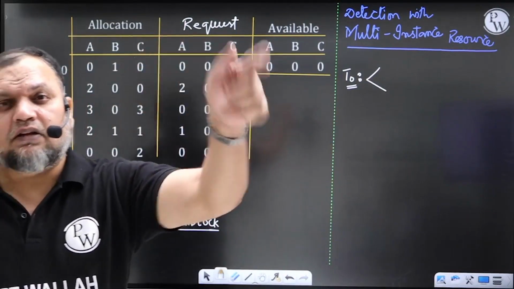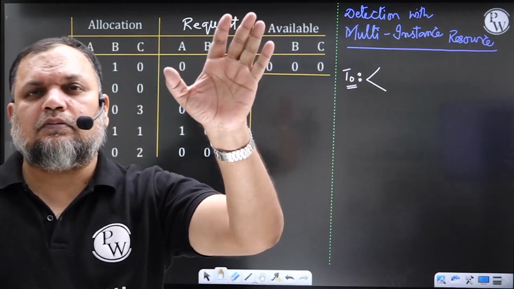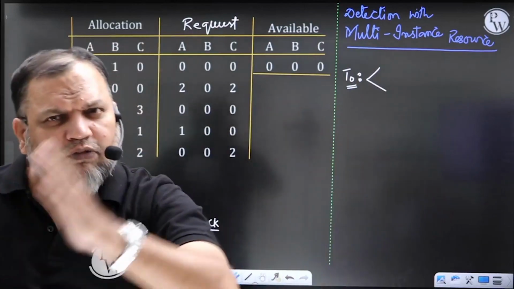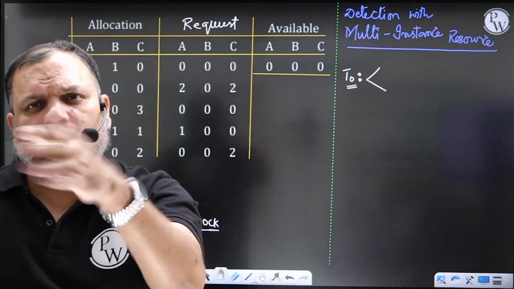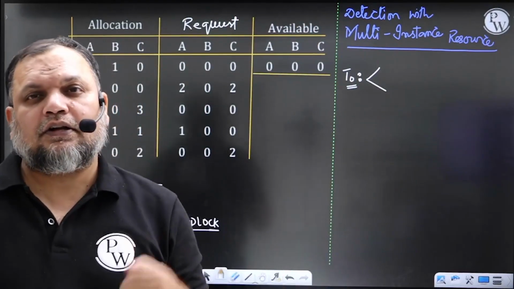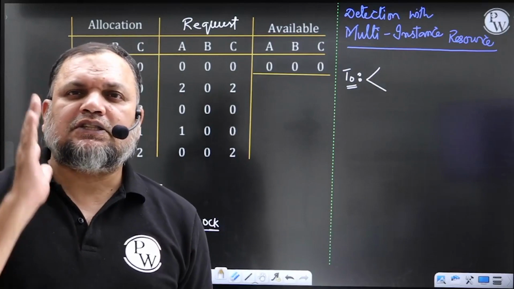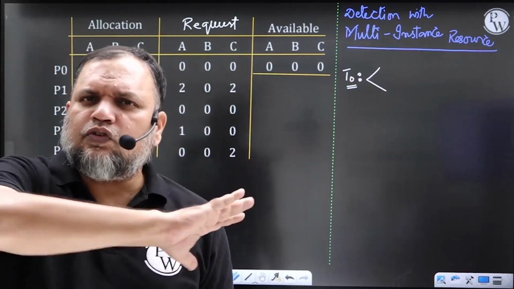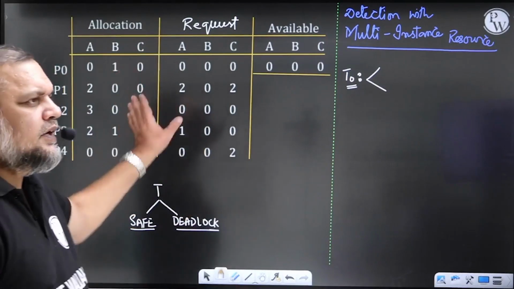Again I repeat. In avoidance, Banker's algorithm, at any point of time, the system is said to be either safe or unsafe. Safe means no deadlock. Unsafe is like a danger. But in deadlock detection, at any time, the system is said to be either safe or deadlock. There is no concept of unsafeness in deadlock detection.